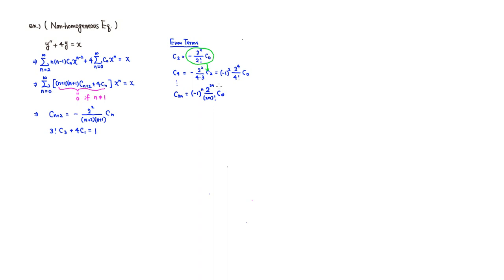Let's work on the odd terms. Odd terms are a little tricky. If you solve this equation for c_3, you get c_3 equal to, putting the 4c_1 on the other side, negative 4c_1, and the 1 with a negative sign pulled out, so negative 1, then divided by 3 factorial.